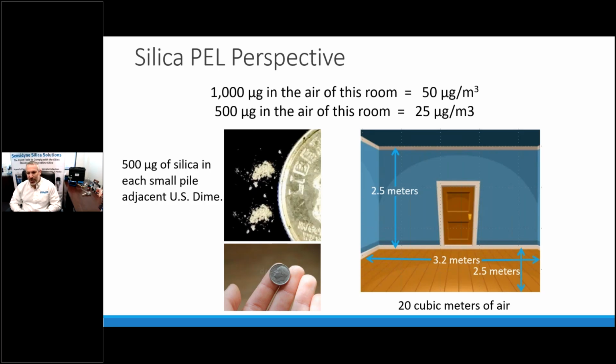And then the picture on the right is showing an average room of 20 cubic meters of air. If just one of those piles in that room were aerosolized, that would represent 500 micrograms in 20 cubic meters of airspace, 25 micrograms per cubic meter. You would be above the TLV or that action limit. Two of those little piles puts you over 50 micrograms, over the US PEL. And then just four of those tiny piles would be well over 100 micrograms per cubic meter, which is the current UK standard.